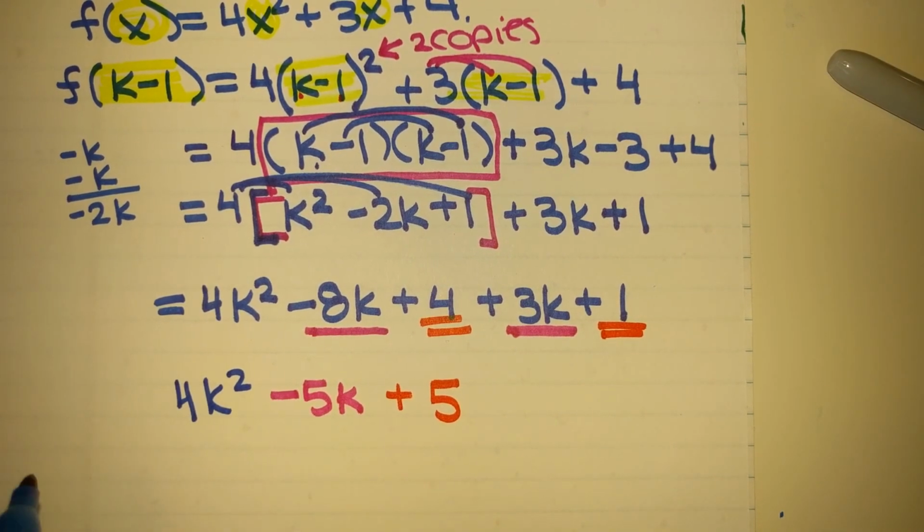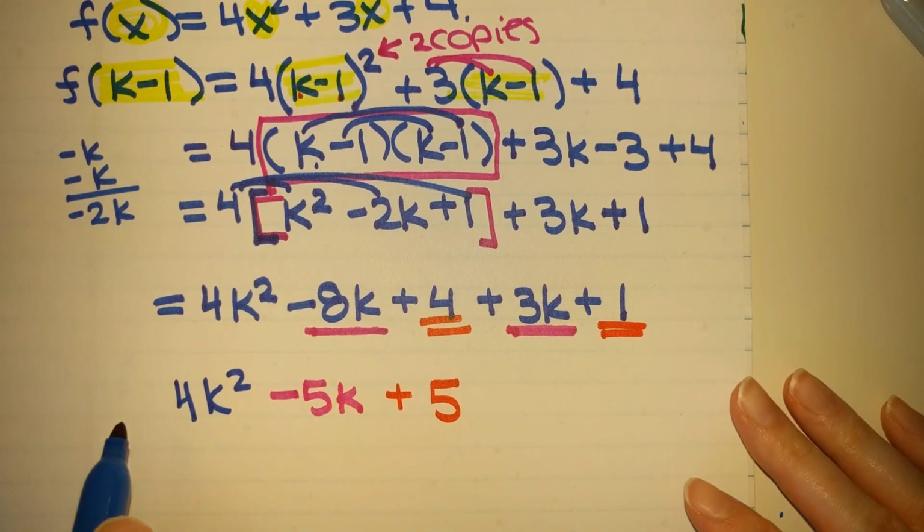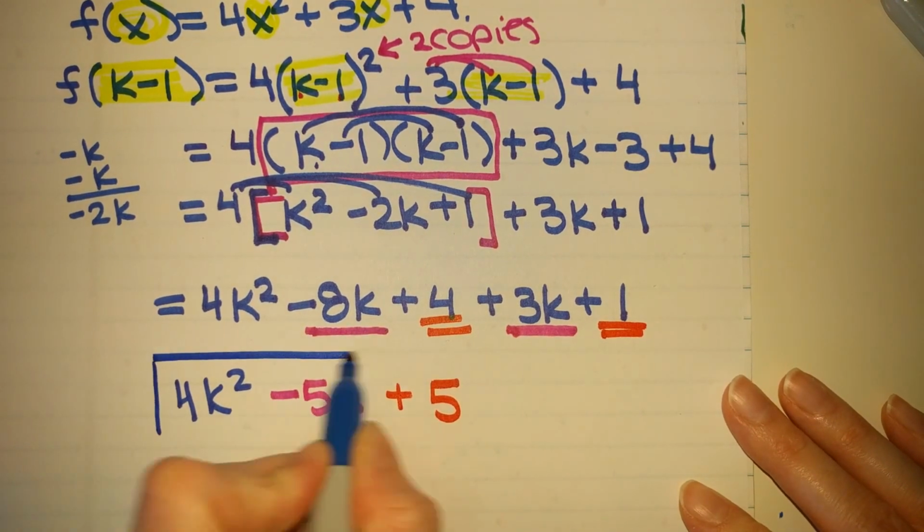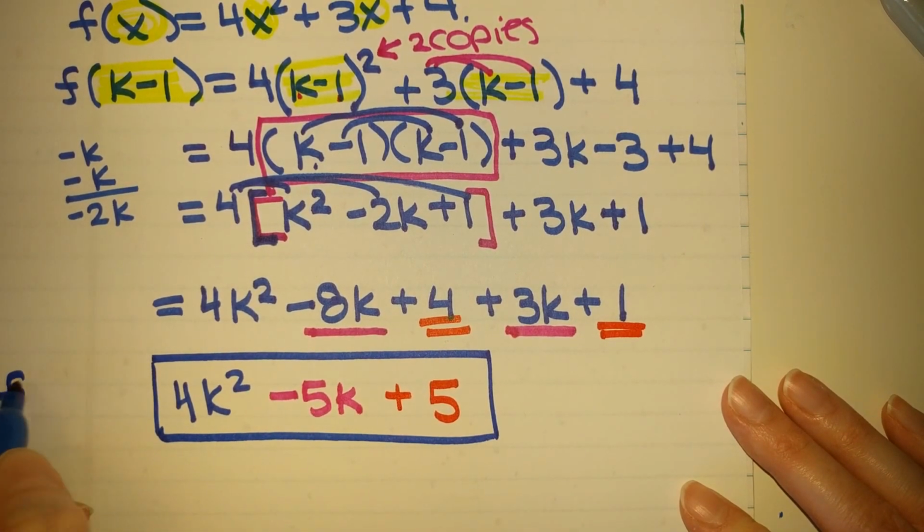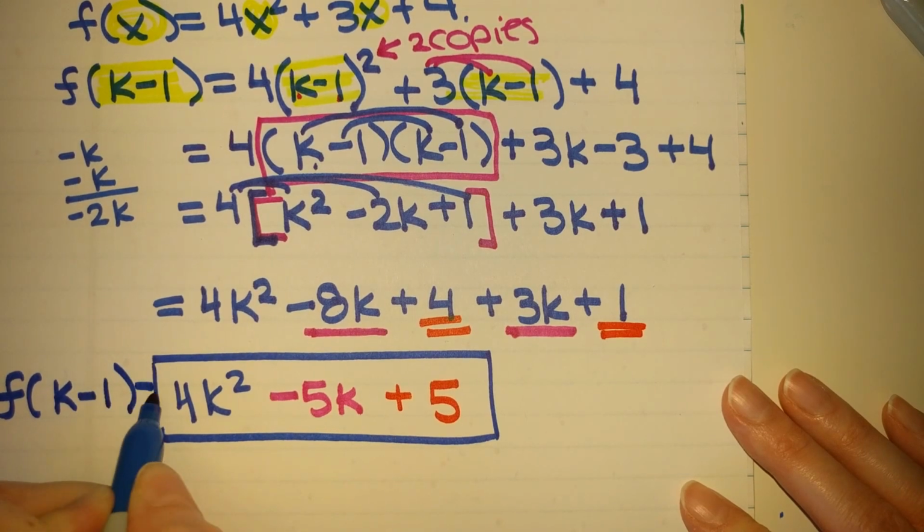And so then when you look for the answer choices, you should see something that looks like this. This would be choice D. And that is your final answer for what f of k minus 1 is equal to.